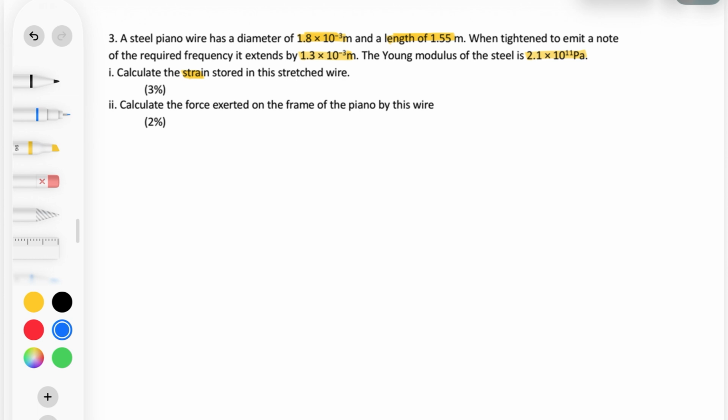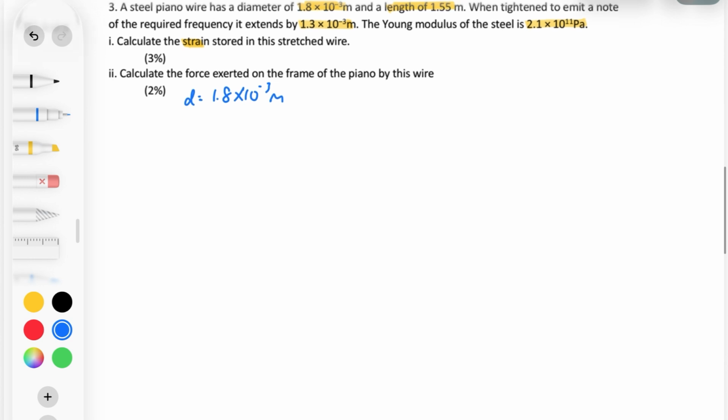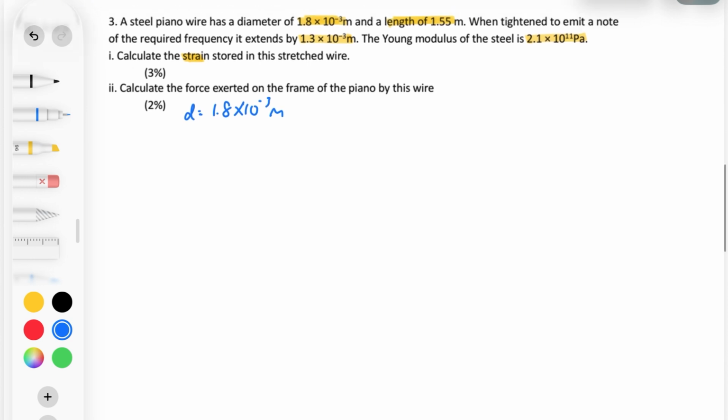The first thing is the diameter, so D is 1.8 times 10 to the power negative 3 meter. The next thing is L, so L is 1.55 meter, and the extension, so change of L is 1.3 times 10 to the power negative 3 meter. The Young modulus E is 2.1 times 10 to the power of 11 Pascal.